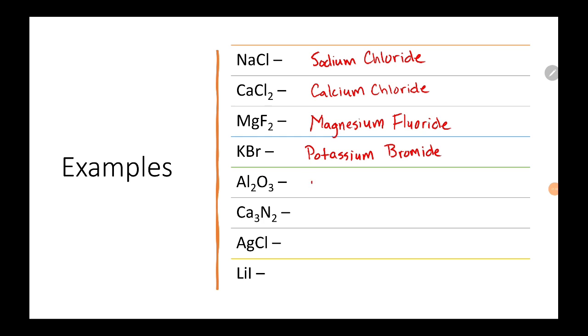The next formula says Al2O3. Al is the symbol for aluminum, and again, I will not use a prefix indicator because this is an ionic compound. O is the symbol for oxygen, and we will alter the ending of oxygen to oxide.